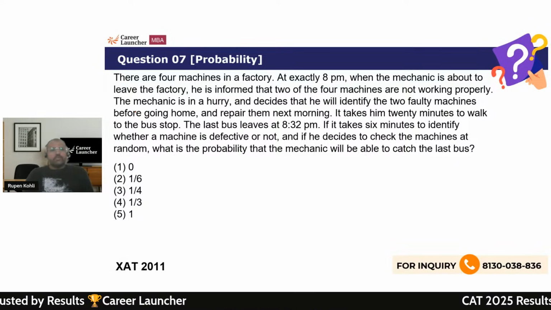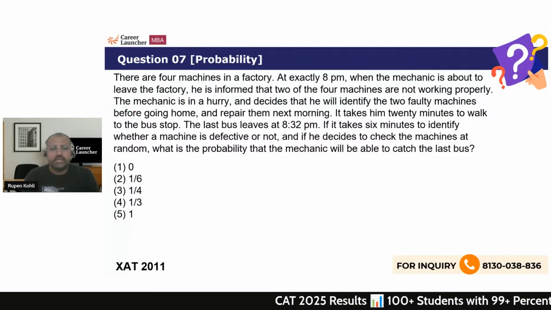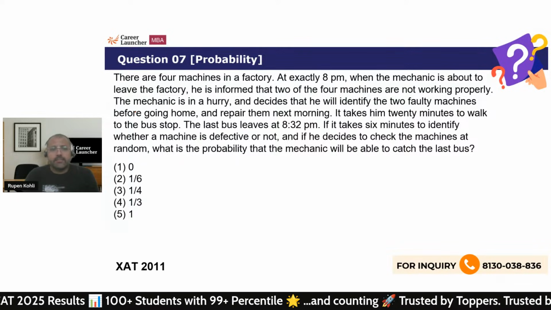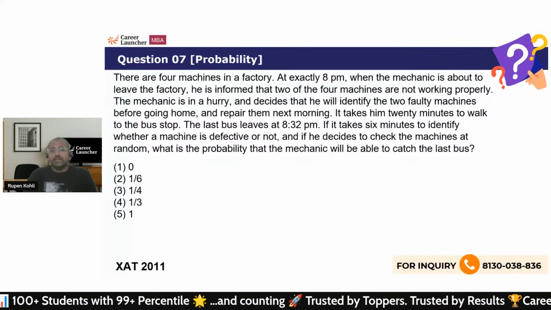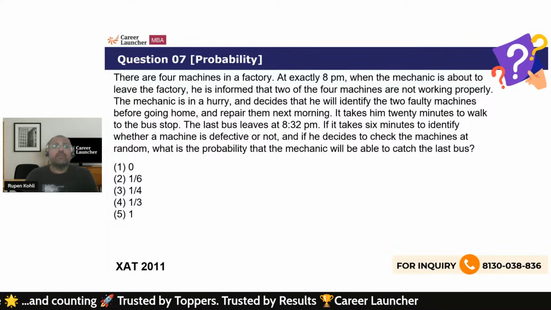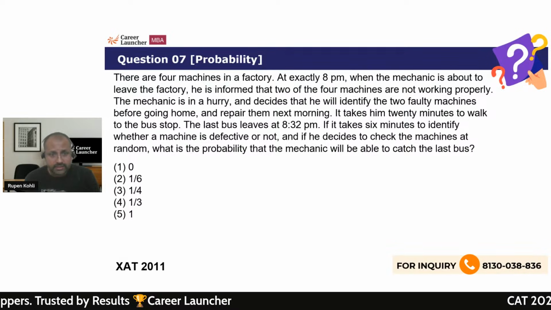There are 4 machines in a factory. At exactly 8 p.m., when the mechanic is about to leave the factory, he is informed that 2 of the 4 machines are not working properly. Let me draw a picture for you. What is the question saying?